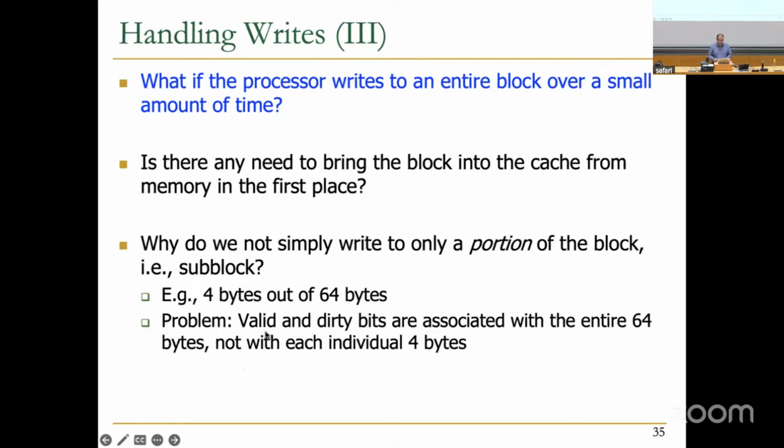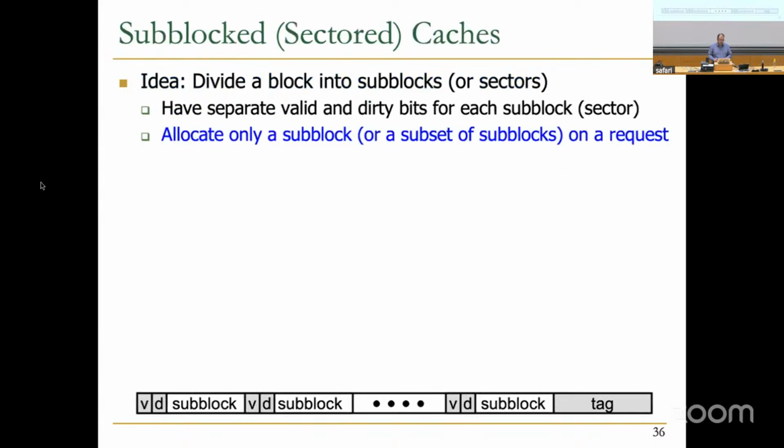The problem we have here is that the valid and dirty bits are associated with the entire 64 bytes. Remember that in our tag array, we add valid and dirty bits for each block. So we don't have, for example, valid and dirty bits for each individual 4 bytes. The way we handle this issue is that we define a sub-blocked cache, or sector cache. The idea is that we divide the block into sub-blocks or sectors, and we have separate valid and dirty bits for each sub-block. So we allocate only a sub-block or a subset of sub-blocks on a request.